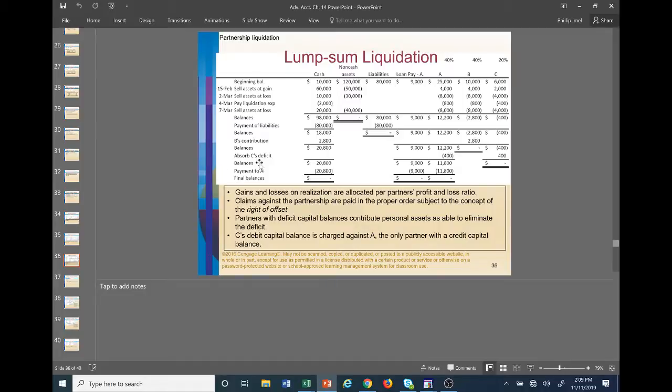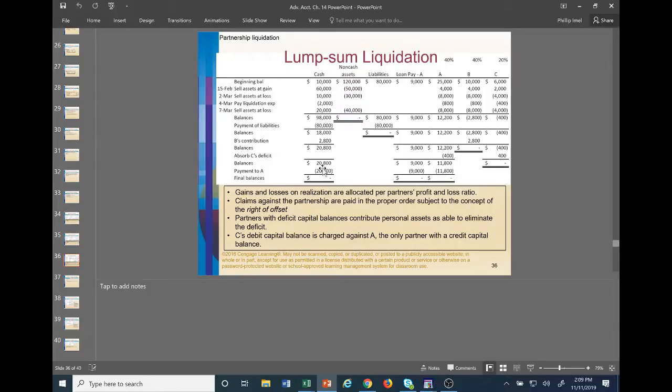So how is this going to take place? As we can see here, B no longer has anything invested in here because he paid his deficit, so he's out of there. C is insolvent, so he can't bring anything to it. So we're going to absorb it. Therefore, we're going to take it out of A, because A still has $12,200 in the company. So he's going to absorb the loss, bringing his capital account down to $11,800.